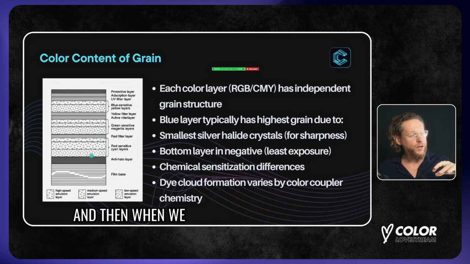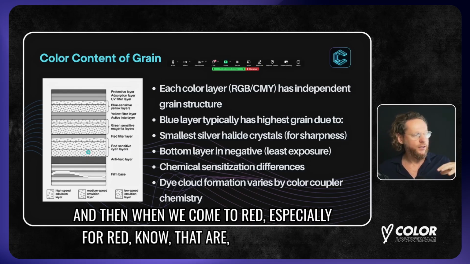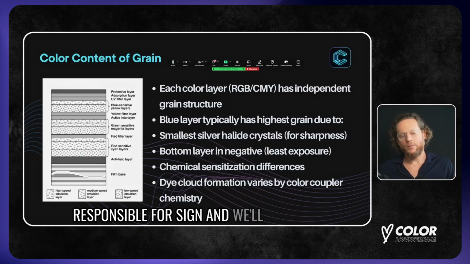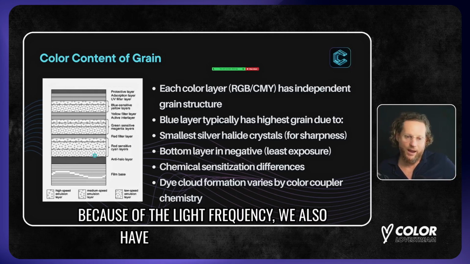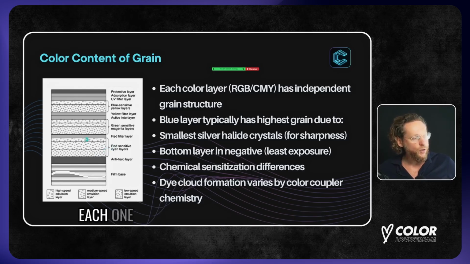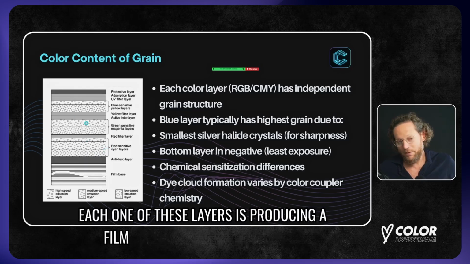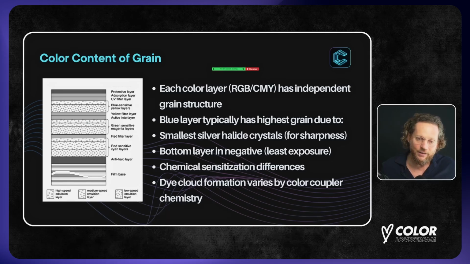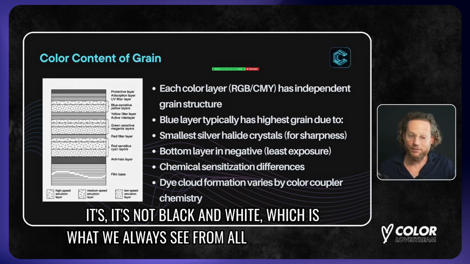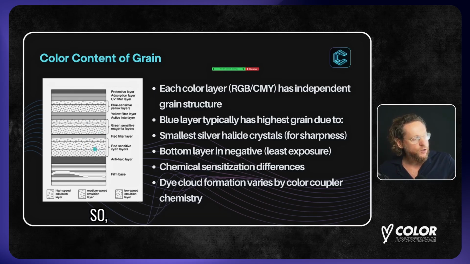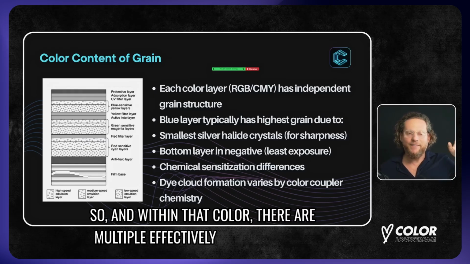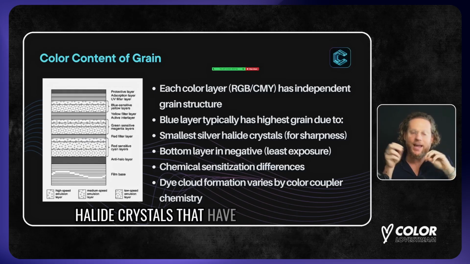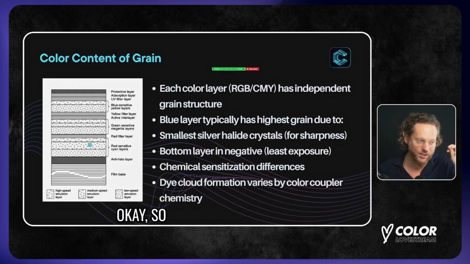And when we come to red, the layers responsible for cyan, we see this is a blue color, probably the one that's always noisiest, right? Because of the light frequency, we also have three of them. So think about it: each one of these layers is producing a film grain in that color, right? It's not black and white, which is what we always see from all these plugins around. And within that color, there are multiple types of silver halide crystals that have different sizes as well. So just think about it.